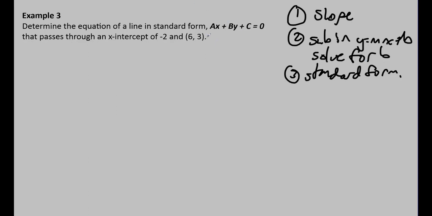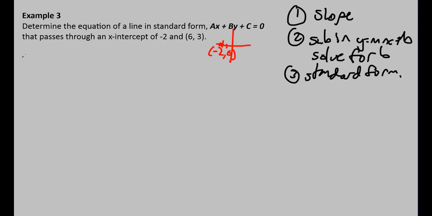But again, pause or whatever you need to do. So here it's the same thing, but it passes through an x-intercept of negative 2 and (6, 3). Now you're like, wait a minute, there's no coordinate here. I can't do the slope stuff. But remember, x-intercept is a coordinate. On a graph, if it's negative 2, that's here. And if I had to write that as a coordinate pair, it would be (negative 2, 0), because the y value is 0 for all x-intercepts.